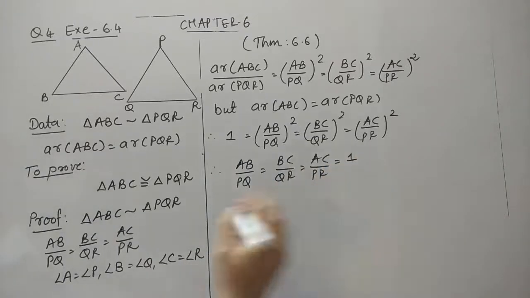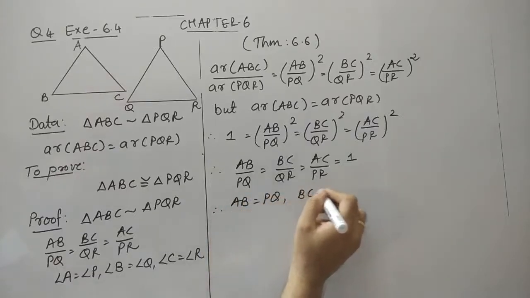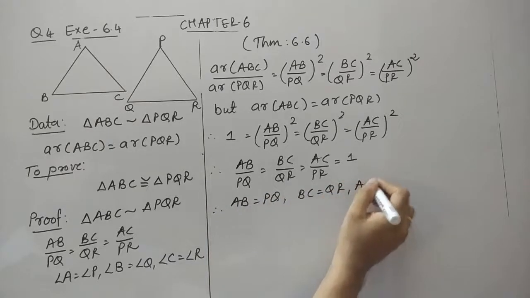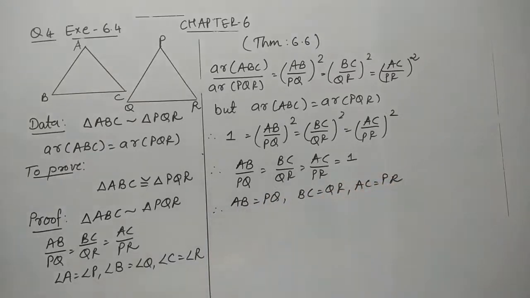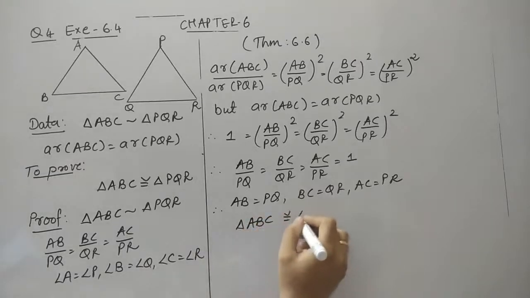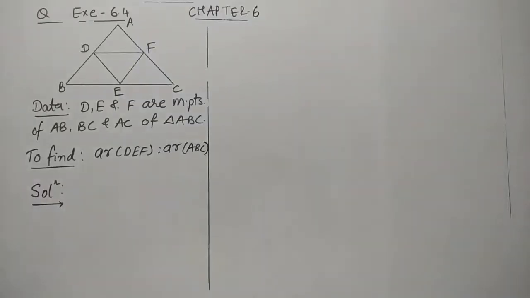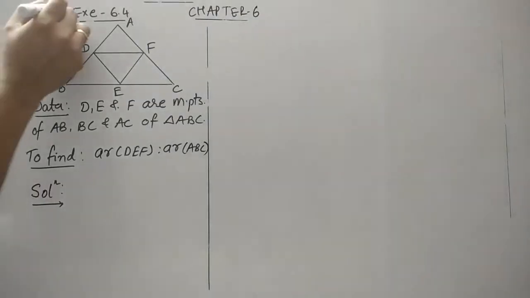So when all the ratios are 1, we can come to the conclusion that AB is the same as PQ, BC is the same as QR and AC is the same as PR. So here we proved for these two triangles that corresponding sides are equal and the data already gives that corresponding angles are the same. So we can say that triangle ABC is congruent with triangle PQR. Hence the required result is proved.